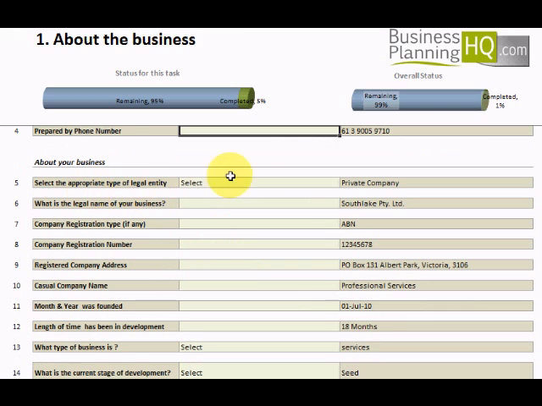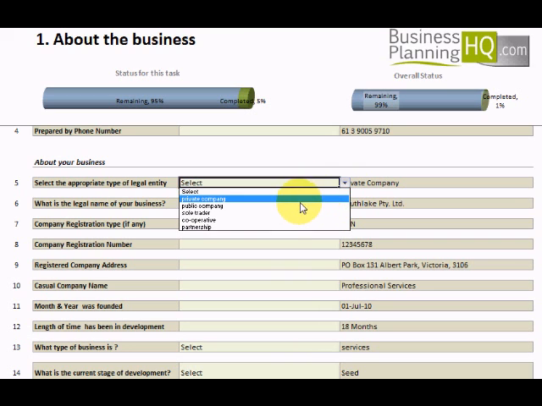Then we talk a little bit about the type of business. Some of these are drop downs and others are free text. So for example, the type of business could be a private company, public company, sole trader, cooperative or partnership.